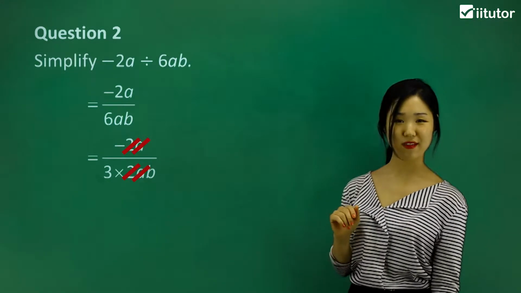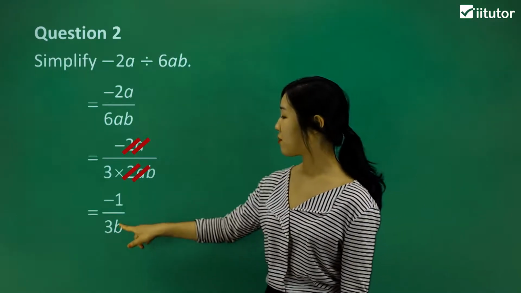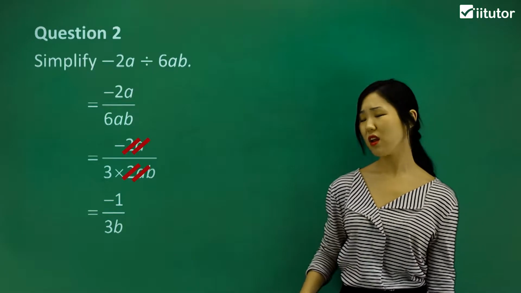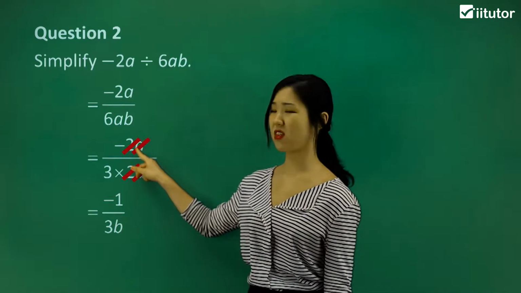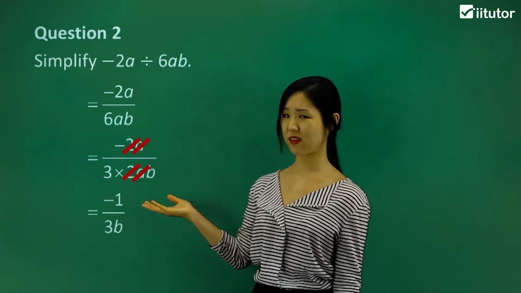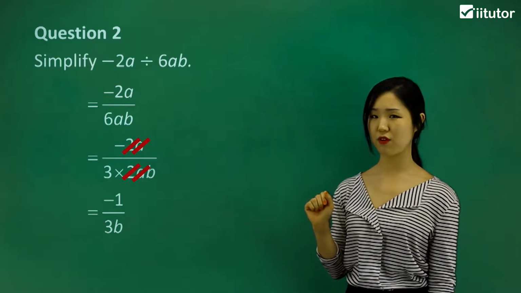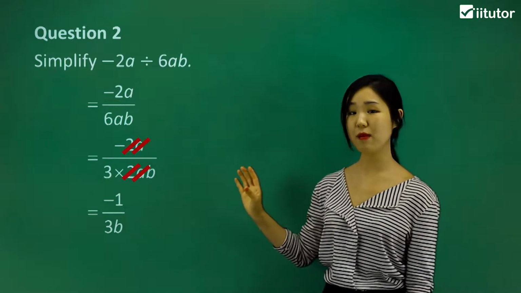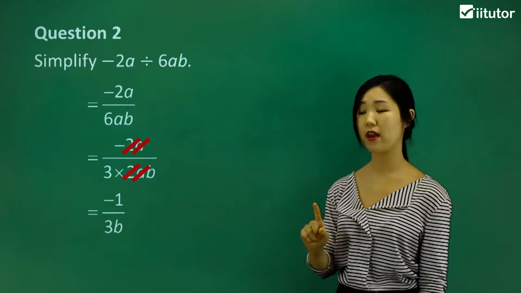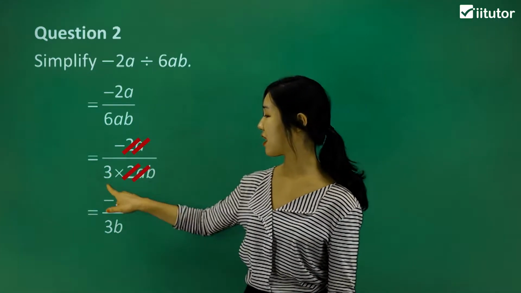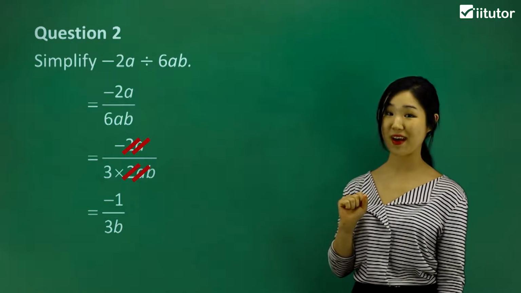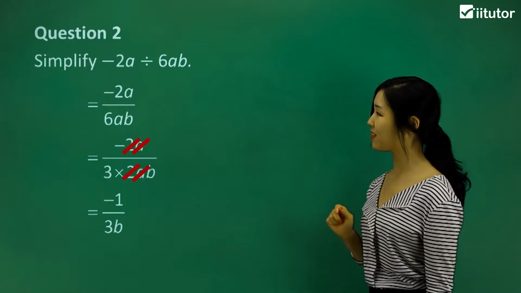And then just write down what's left. We're left with just negative 1 on the numerator and just 3b on the denominator. Now a lot of people think that because we crossed out everything, there's nothing left on the denominator, which makes it 0. Some people think, a little bit confusingly, that because we crossed it out, it becomes 1. Yeah, the same thing divided by the same thing becomes 1. So that's why it's 1. And because of that negative, it's negative 1. Alright, so if everything's crossed out, make sure you make it 1. Alright, guys? So that was question 2.